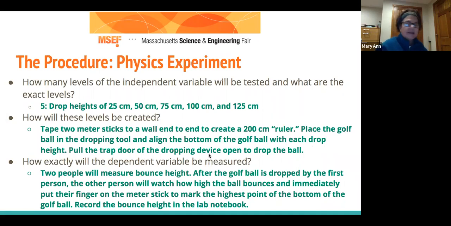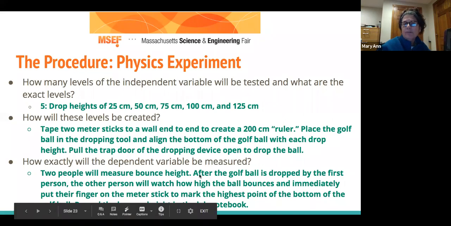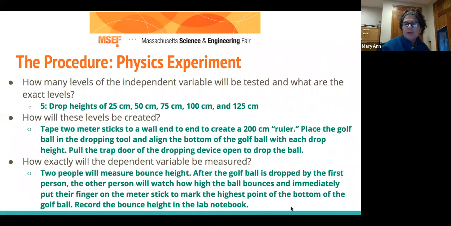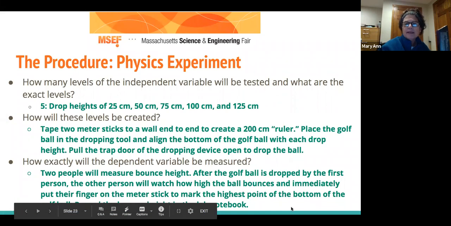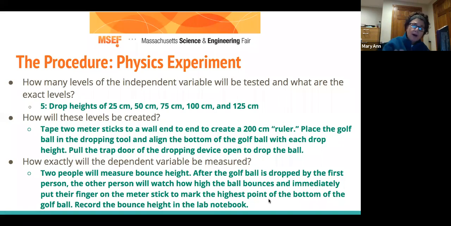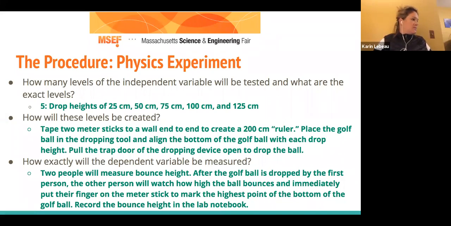Now I had to show you this because my kids and I, a couple of years ago, there's so many versions of this. Kids need to think you're going to need 2 people for this experiment if you don't want to videotape. The first person has to drop the ball and the second person has to mark. And are you going to mark it where the bottom of the ball goes to or where the top of the ball goes to, on the meter sticks? Can you guys see this?